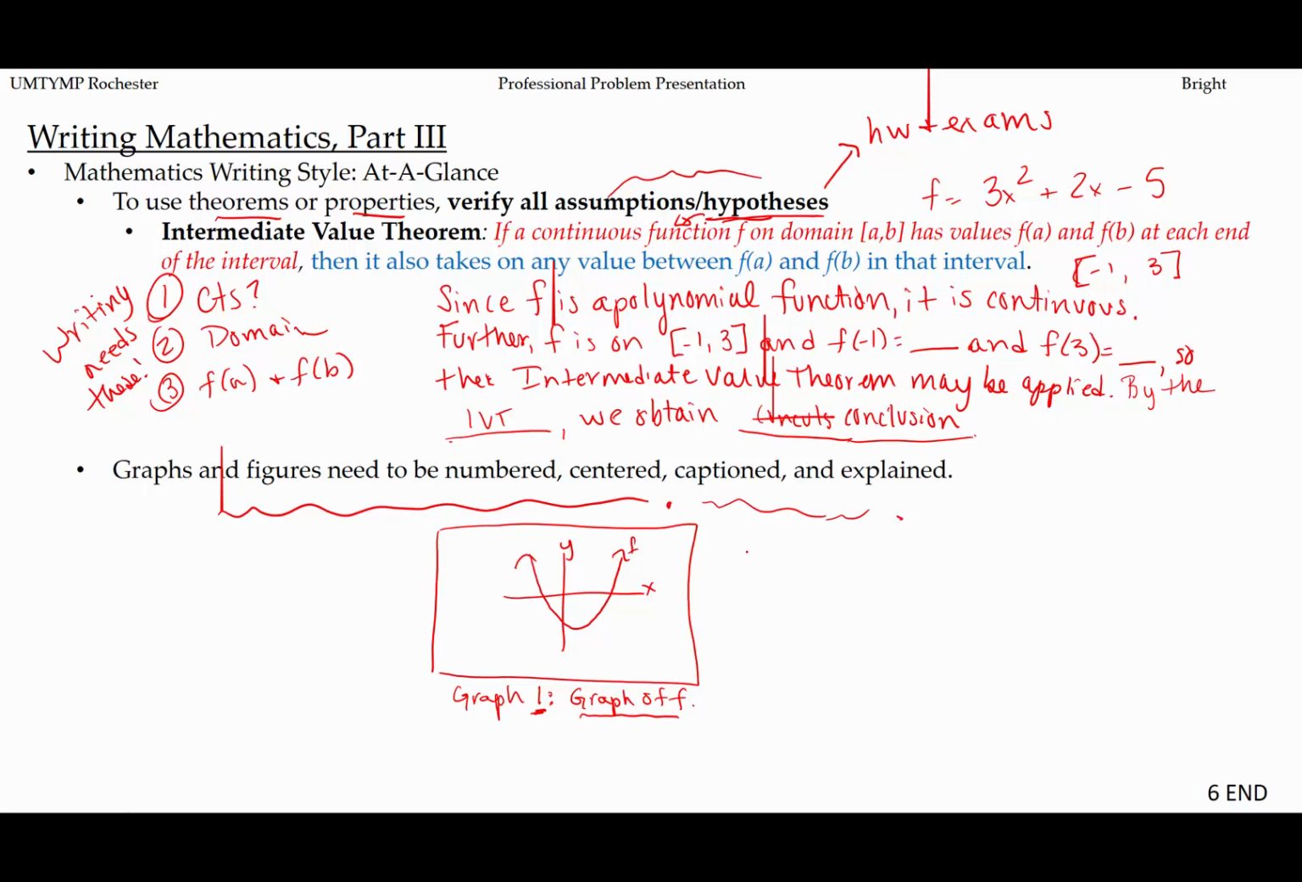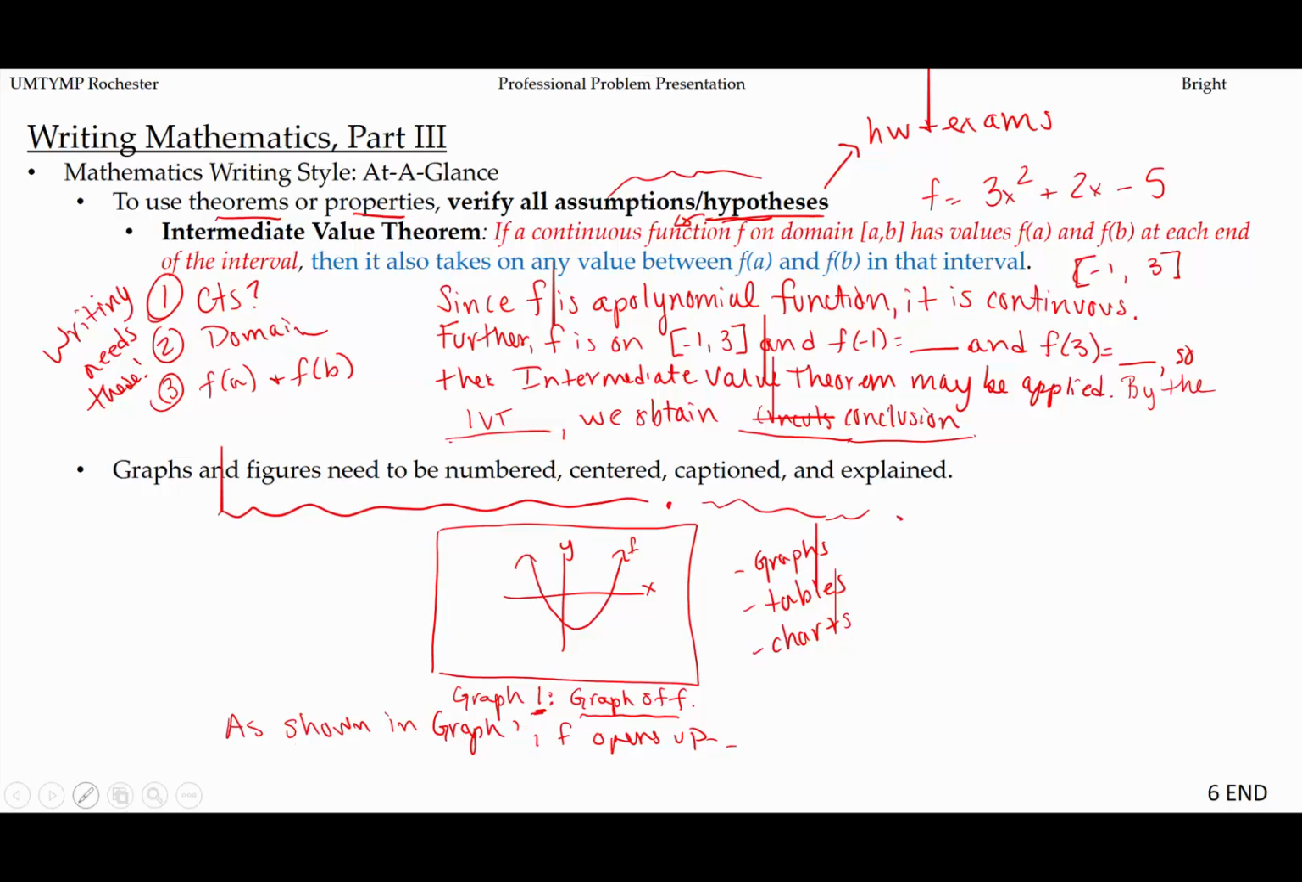Okay, this also goes with, so you can do the same thing with graphs, tables, okay, charts. Some people make a distinction between graphs and charts. It's sometimes needed. Okay, and then later on I would say, as shown in graph 1, f opens up. Okay, something like that. And I would continue to explain.